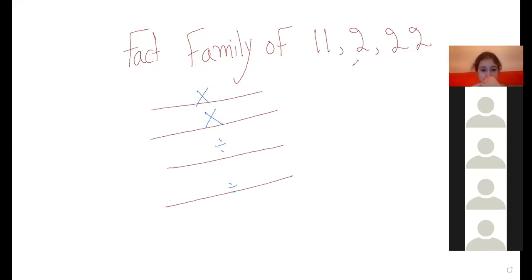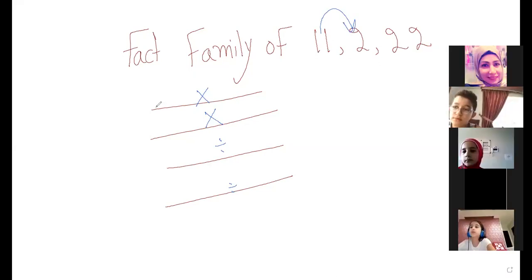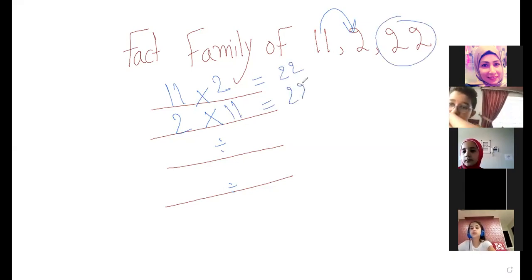Which two numbers do we have to multiply first? We will multiply 11 by 2. The smallest numbers. Then we switch them both, 2 and 11. The answer will be in both 22. Division, we put the answer first. We have to start from the biggest, 22. We can choose now 11 or 2. The answer will be the third.